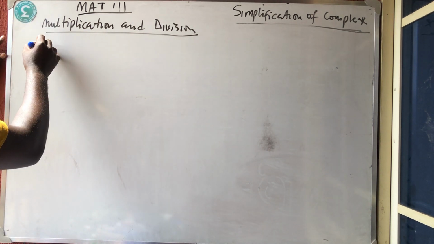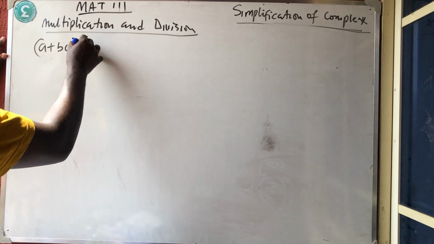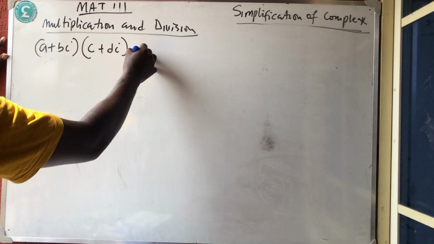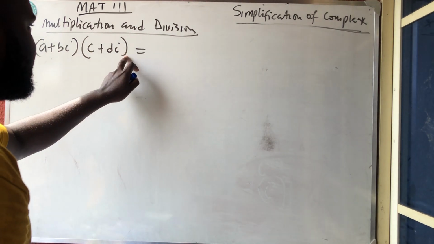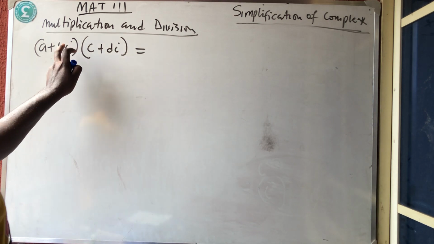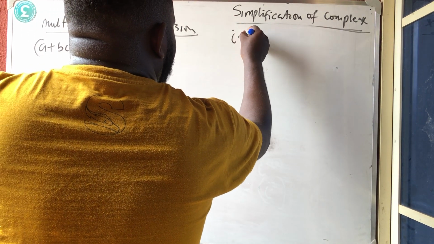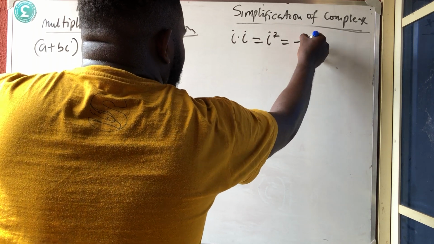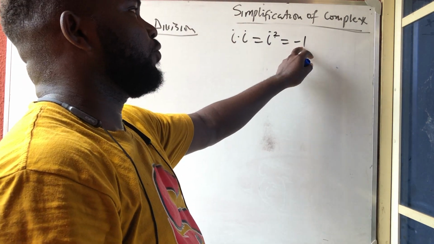Now if you have a plus bi and you want to multiply with c plus di, the same thing applies as with surds. Use this a and multiply everything. Use this bi and multiply everything. And anywhere you see i multiplying i, the answer is i squared. Don't forget, which is minus 1. So anywhere i multiplies itself, the answer should give you minus 1.